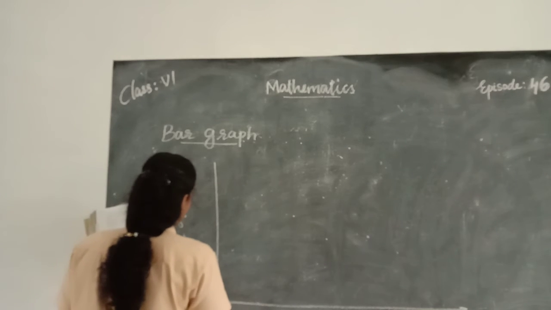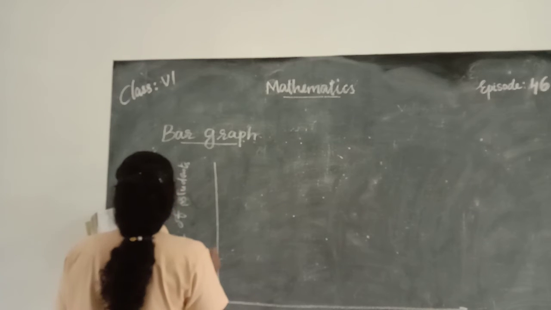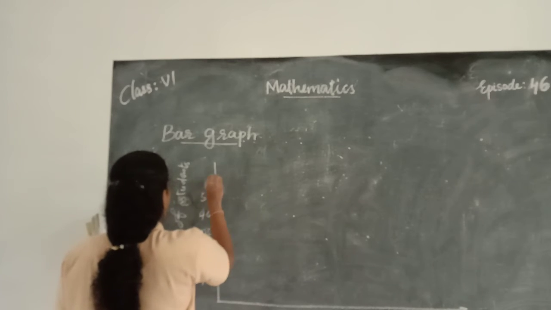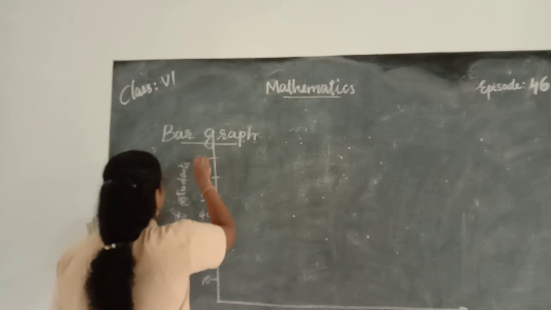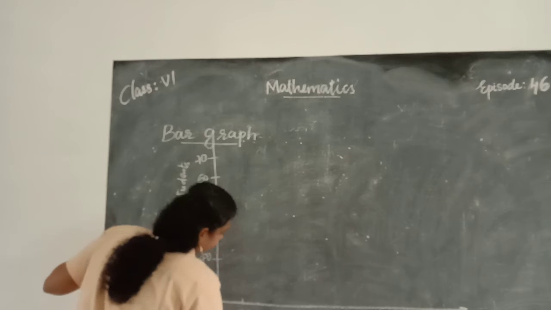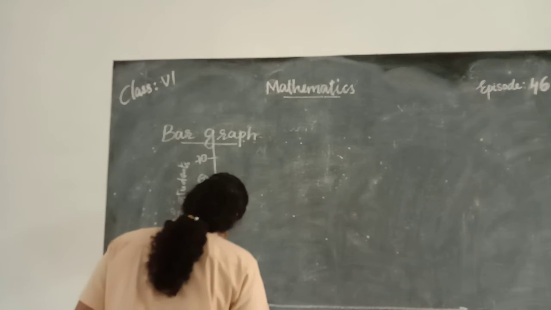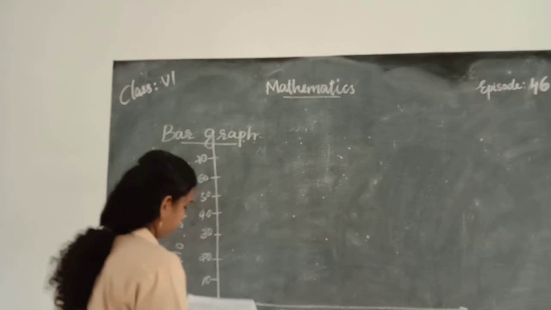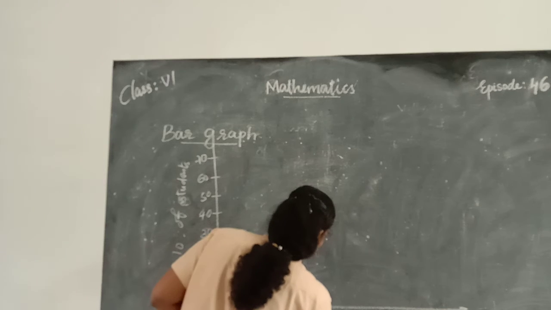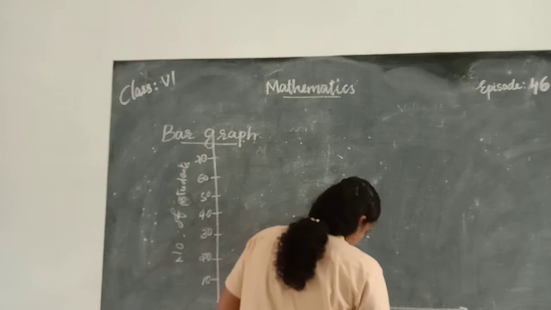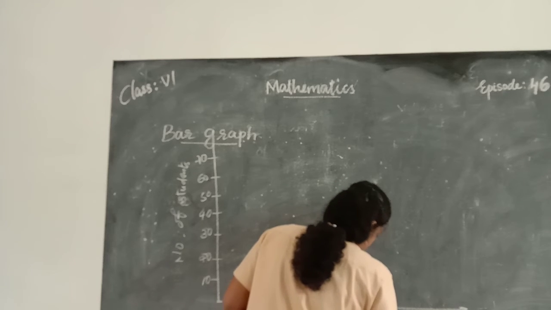So here 10, 20, 30, 40, 50, 70. And here the years: 2000, 2001, 2002, 2003.